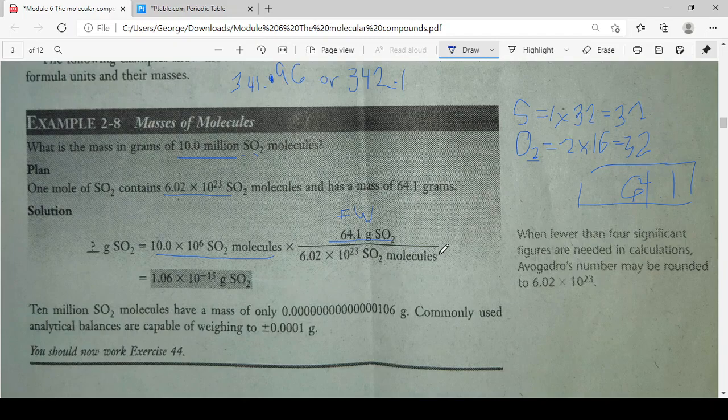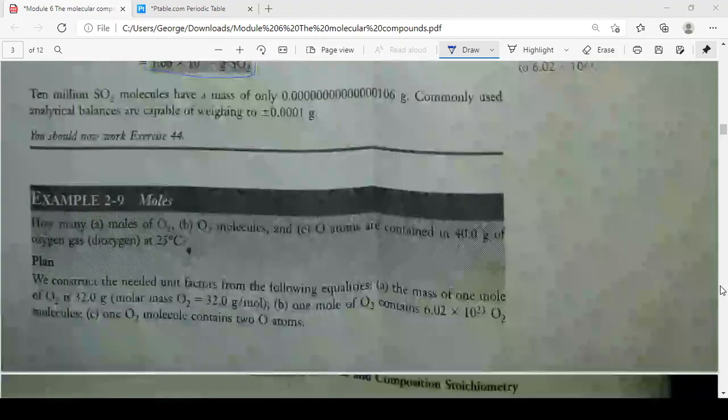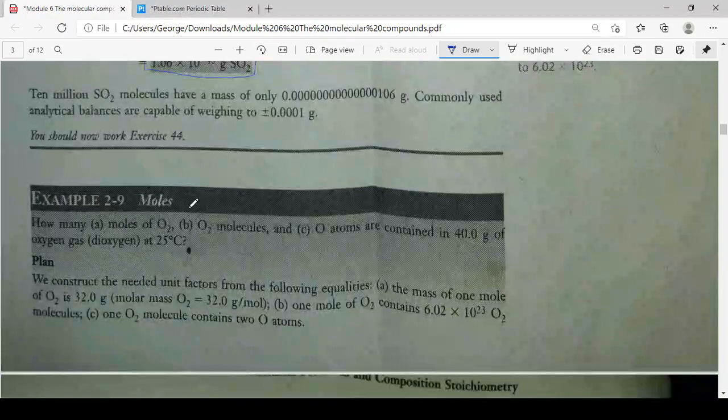Next, you cancel all like signs, kids. Cancel all like signs. So, the sulfur dioxide molecule is the same. After canceling, you will get your answer of 1.06 times 10 raised to the power of negative 15. So, next, kids, we have your moles.